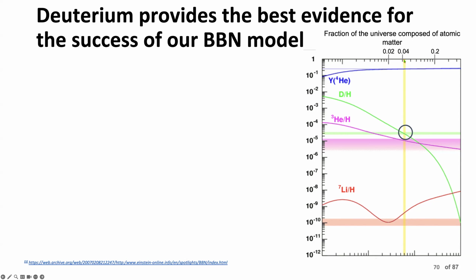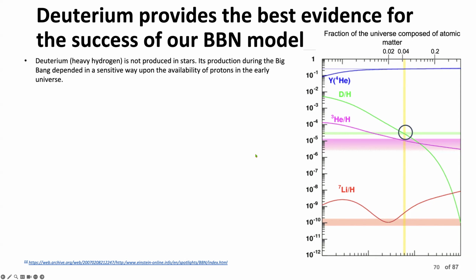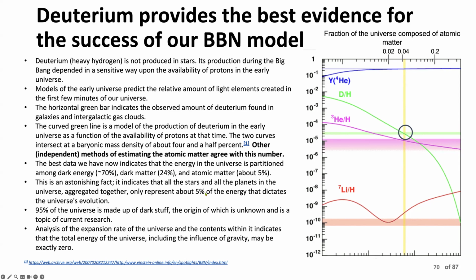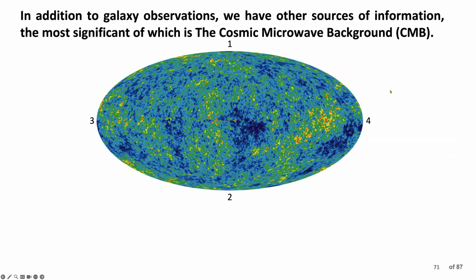The only way to get our nuclear physics model to agree for how much of each of these elements we observe in galaxies is to embrace the idea that 5% of the universe is atomic matter and the rest of it is something else. And for a long time, this was a mystery, but we now know what the other stuff is. And I mentioned it's dark energy, 70%, dark matter, 24%. So we'll go back to this repeatedly and show why we think it's that way.